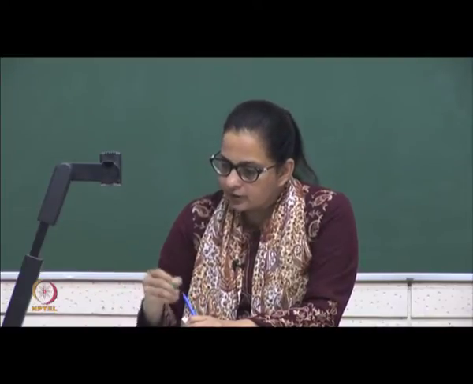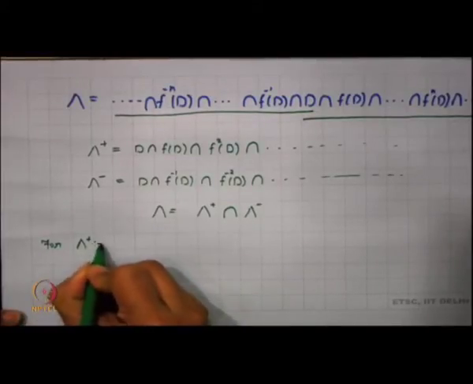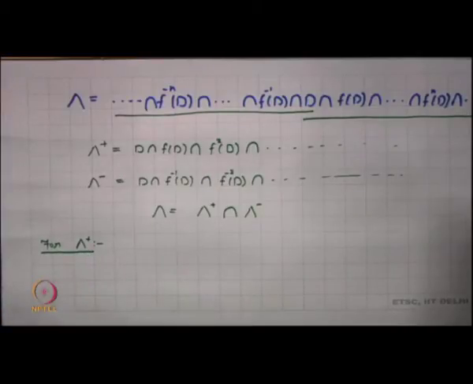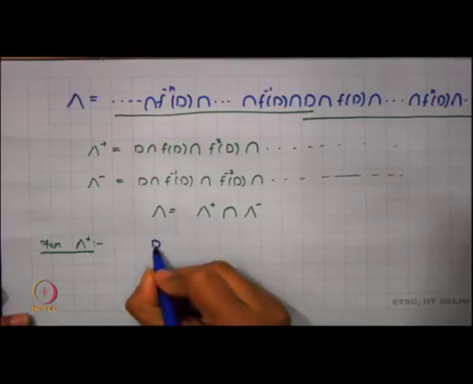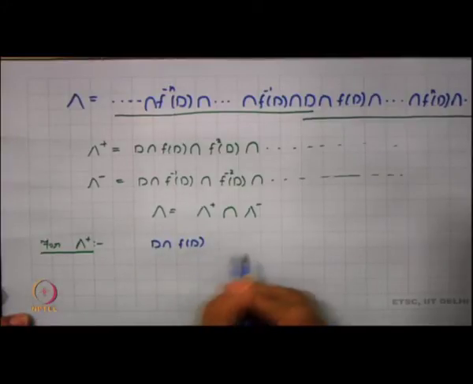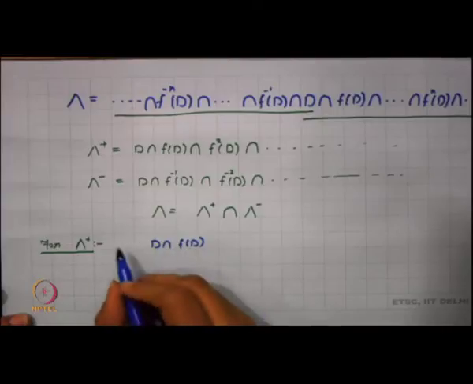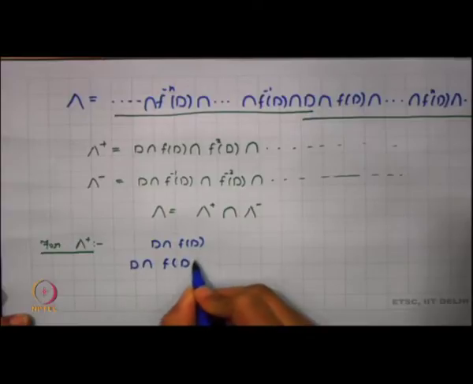So, we first start with our lambda plus. What happens in the case of lambda plus? Now, we are interested in constructing lambda plus. The scheme we are going to follow is to look into this set, D intersection f of D. And then after looking into D intersection f of D, we again take D intersection f of D intersection f of D.